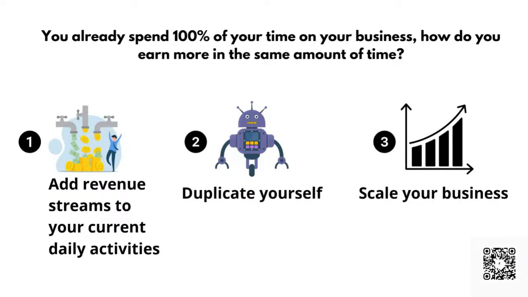The image I use here is for AI, right? We could use a lot of AI to duplicate a lot of the minutia tasks that we do every day so that we free up more time for the money-making activities. That also involves hiring someone. You could hire someone to do the minutia work so you can do more of the money-making work, or you could scale your business, right?